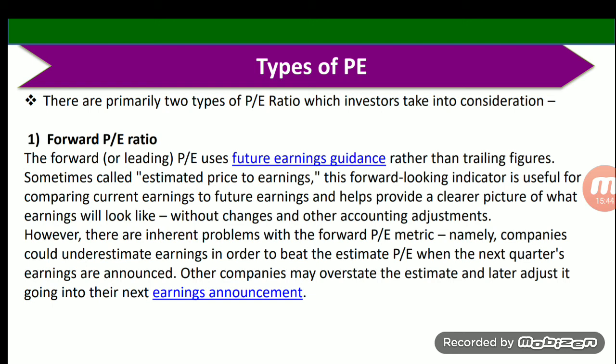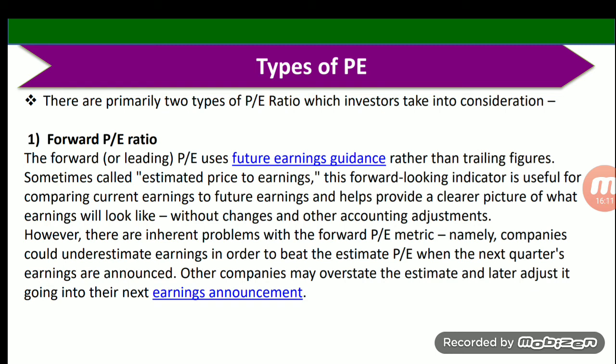So without changes and other accounting adjustments, however, there are inherent problems with the forward P/E metric. Namely, companies could underestimate earnings in order to beat the estimate P/E when the next quarter earnings are announced. Other companies may overstate the estimate and later adjust it going into their next earnings announcement.